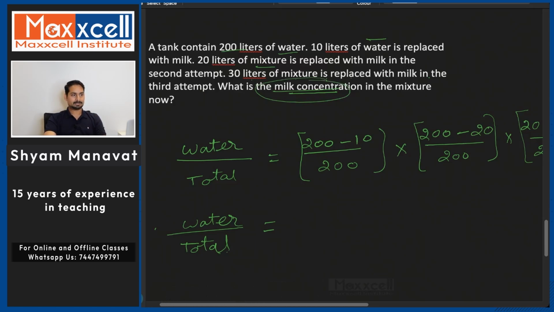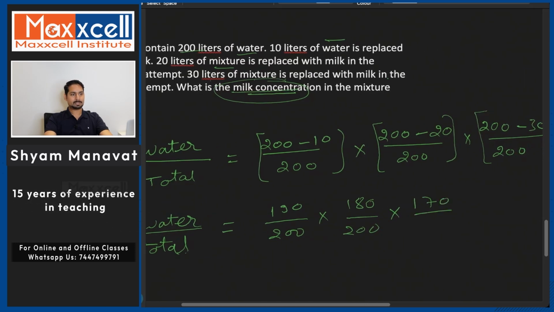Now simplify this. This is what? 190 by 200. Next is 180 by 200. Next is 170 by 200. Okay, calculation I leave it with you. This is 9 by 10. Okay, no further cancellation is happening.